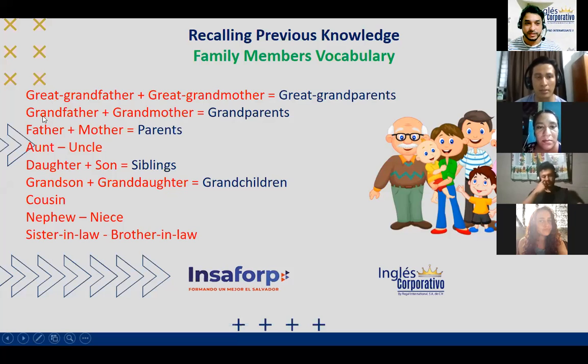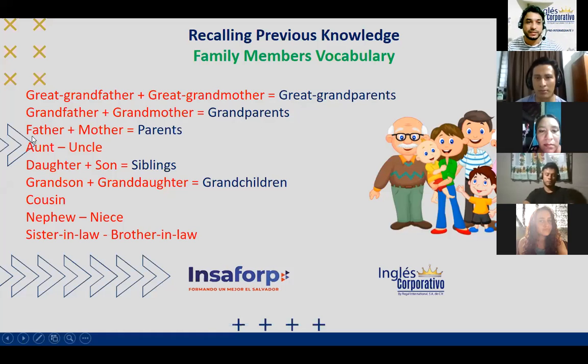No, I mean that one will be bisabuelos, because tatarabuelos is great great grandfather and great great grandmother. So to say this one is bisabuelo, and to say bisabuelos, we say great grandparents. And as well, grandfather plus grandmothers equals grandparents.